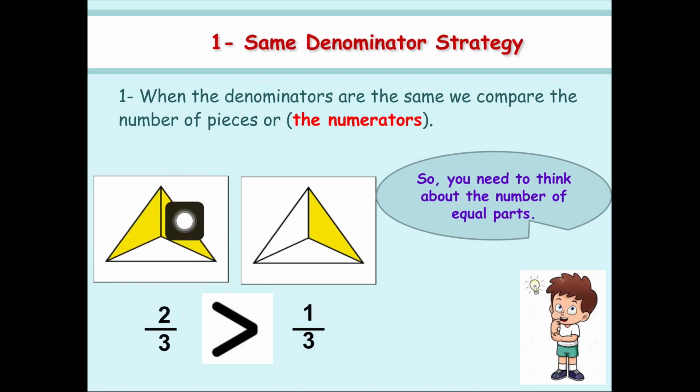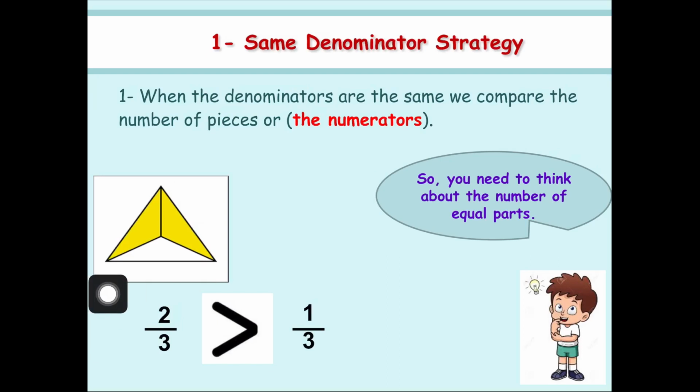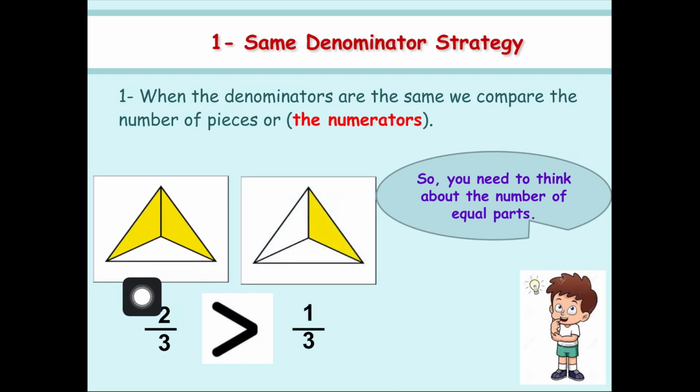So over here I have 2/3, and over here I have 1/3. Okay? And it looks like 2/3 is more than or greater than 1/3 because I need to think about the number of equal parts. Over here I have 3 equal parts, and over here I have 3 equal parts as well, right? Here I have 2 of the parts shaded, and over here I have 1 of the parts shaded. So there's more shaded here. That's why 2/3 is greater than 1/3.